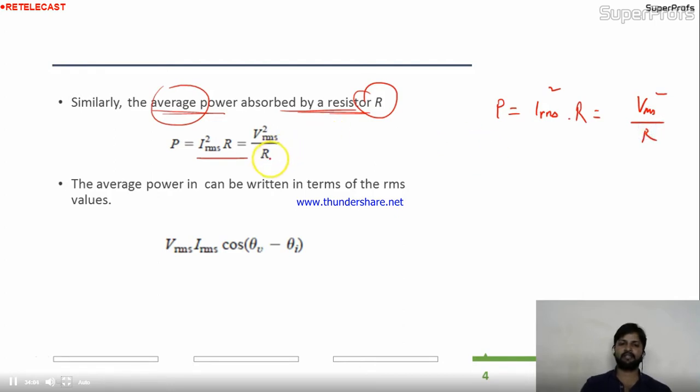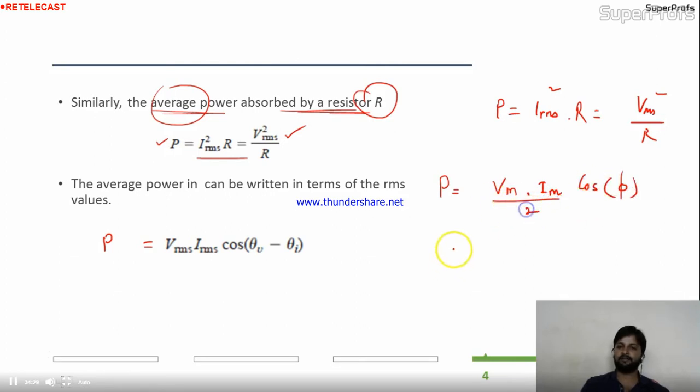If you have the effective current or voltage in your hand, you can find the power in any resistance. Okay? Now come to the average power. We can write average power in terms of RMS values. Why can I write this? We have seen the formula earlier: it was Vm into Im into cos of the angle between voltage and current, divided by 2.